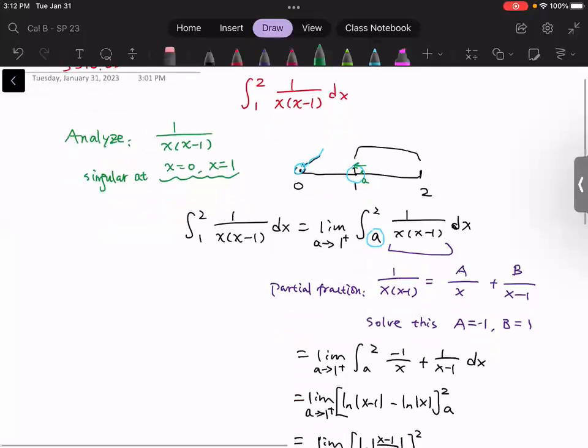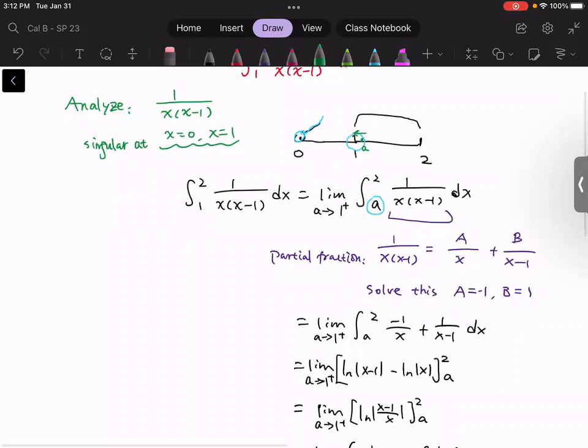Now, let's work on the integrand. It seems that we can apply partial fractions to simplify this. Okay, so there are two unknown constants, A and B. We can use the common denominator technique on the right-hand side, compare both sides, and solve the constants A and B. It turns out to be -1 and 1. And then we can continue.